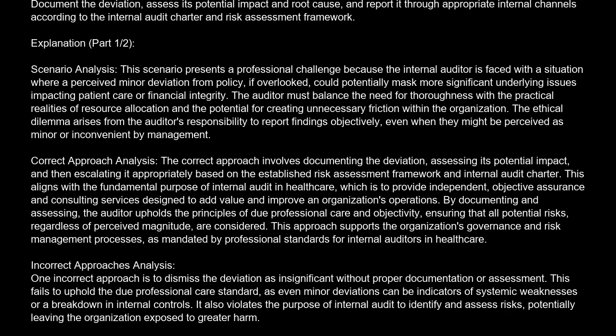Correct answer is B. Document the deviation, assess its potential impact and root cause, and report it through appropriate internal channels according to the internal audit charter and risk assessment framework.